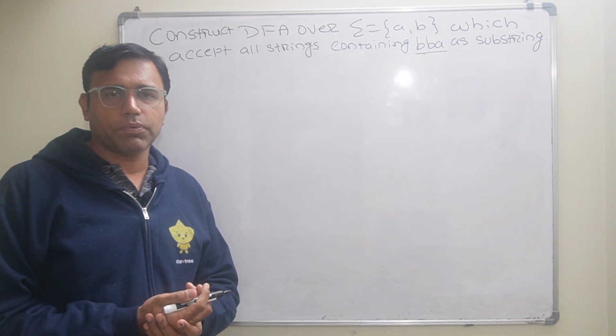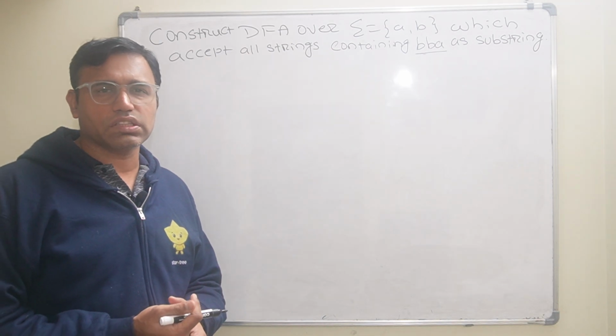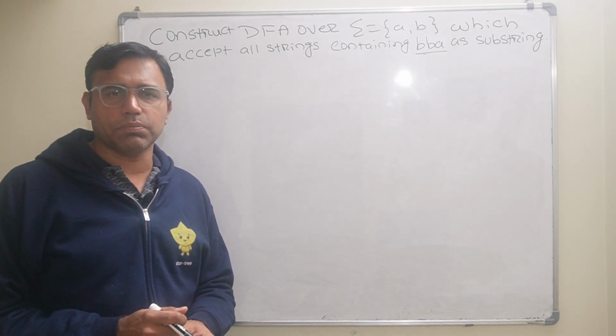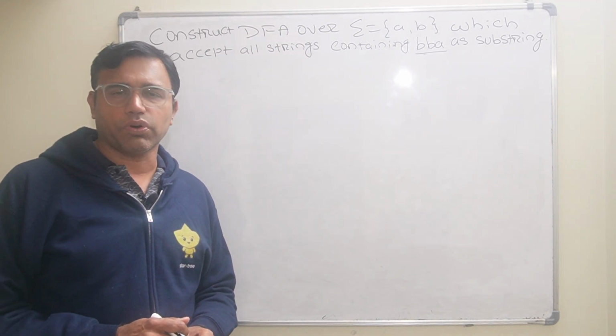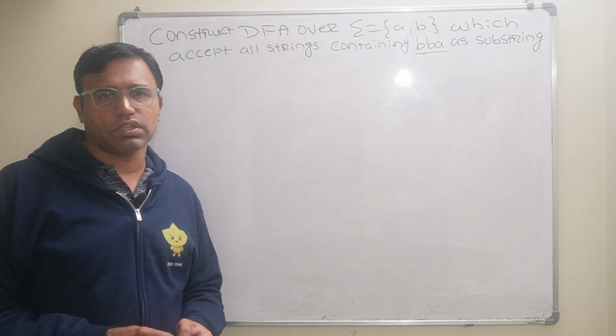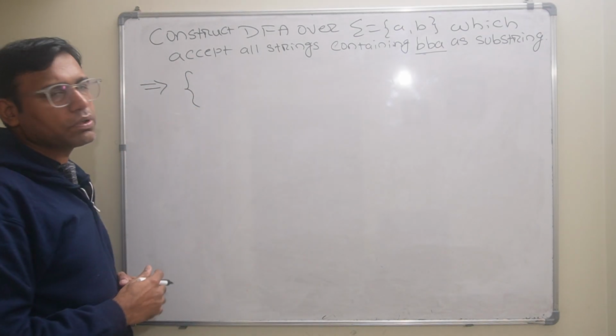Hello friends, the topic of this video is construction of DFA. So the question is we have to construct the DFA over input symbols a, b which will accept bba as substring. So first of all I will write the possible strings which contain bba as substring and then I will draw the DFA. So let us write the strings which contain bba as substring.